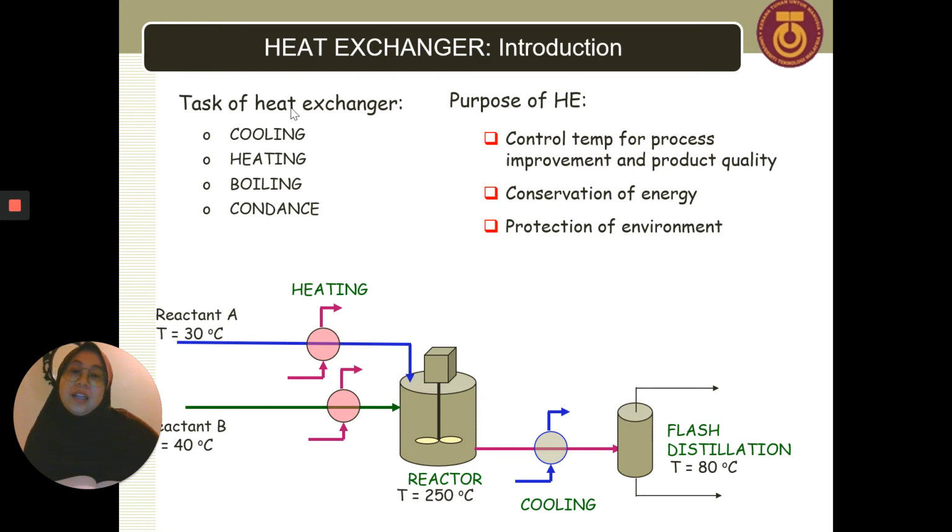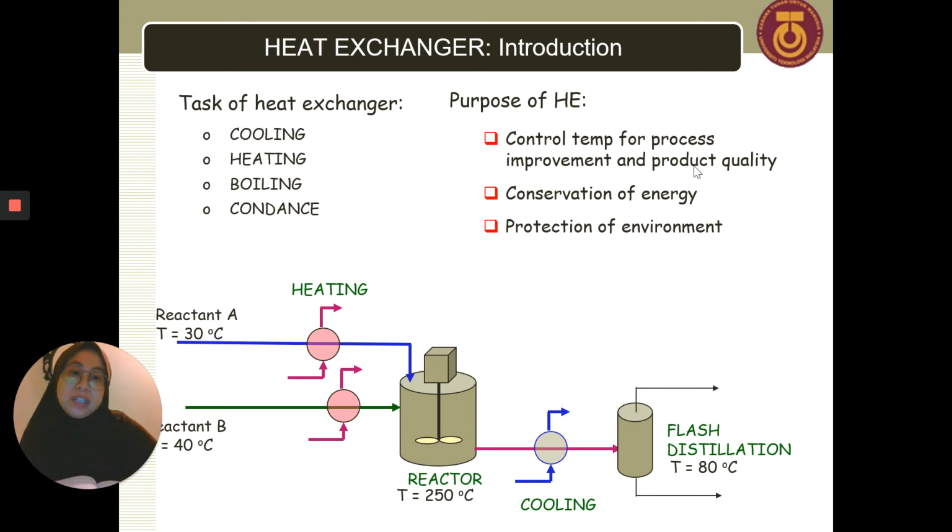Okay. So with that, we come to the purpose of heat exchanger. There are at least 3 purposes in general. It is used to control the temperature for the process. As shown here, if your reactor, you cannot control that at 250 degrees C, that means maybe your reaction will not proceed as good as it is, so it will affect your product quality, right?